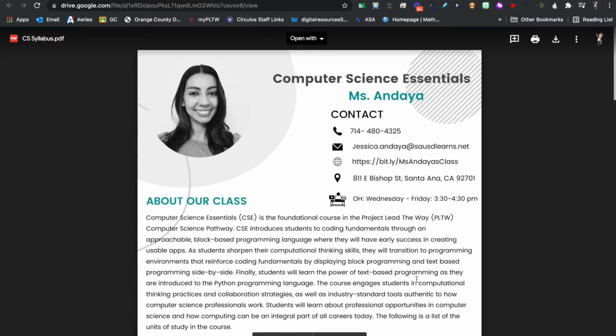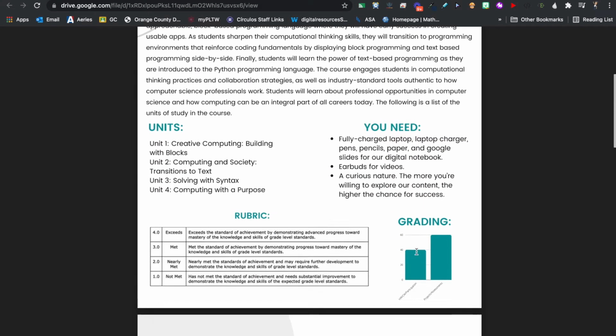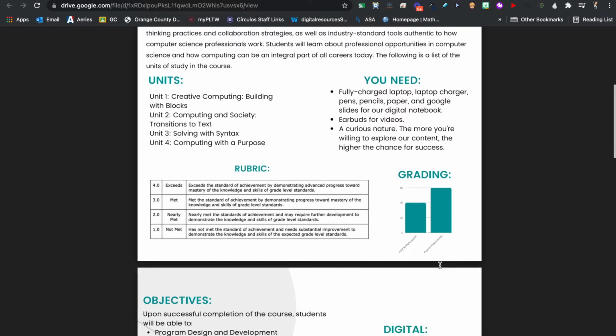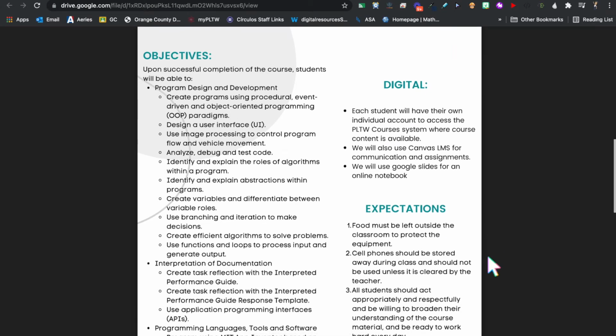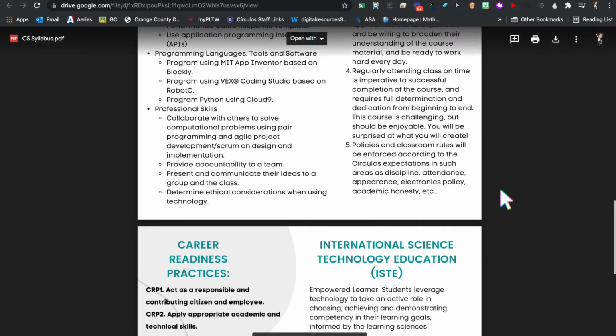In Computer Science Essentials, students are learning how to code. We are starting off with block-based coding. We're going to transition to text, where they will eventually learn how to code in Python. Throughout the whole course, students are solving problems. You can see the objectives that we meet, the standards that they meet through career readiness.